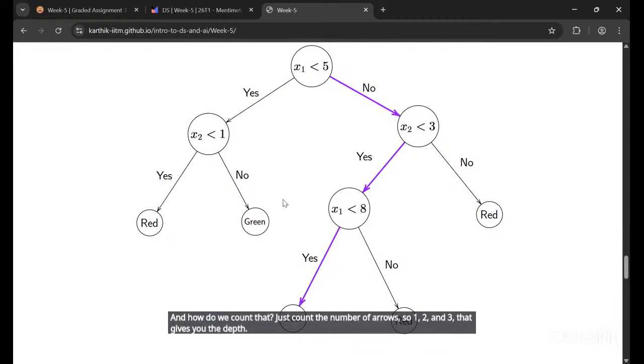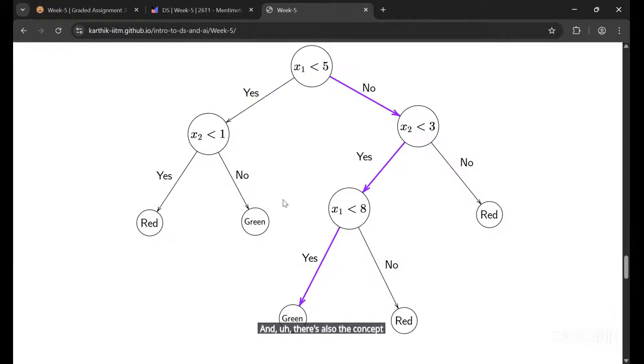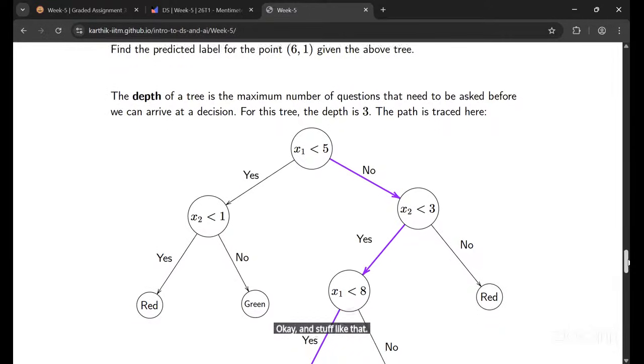And there's also the concept of the maximum or the longest path. And I think that again is straightforward. This is how you define the path. When asked to define the path, you define it in terms of the names of the nodes. So I think this was N1, this was N3 or something. So you'd say that the longest path is N1, N3, N5, okay, and stuff like that.